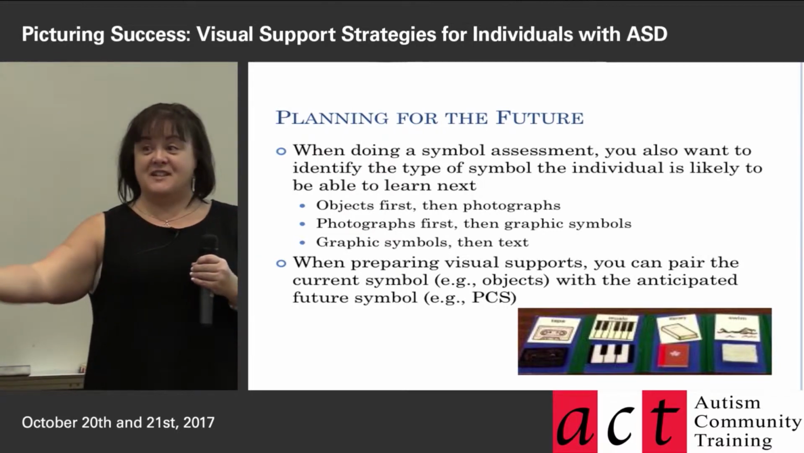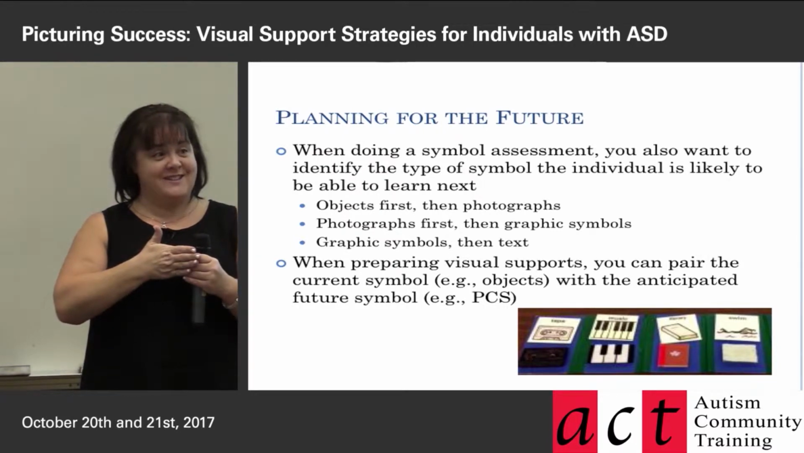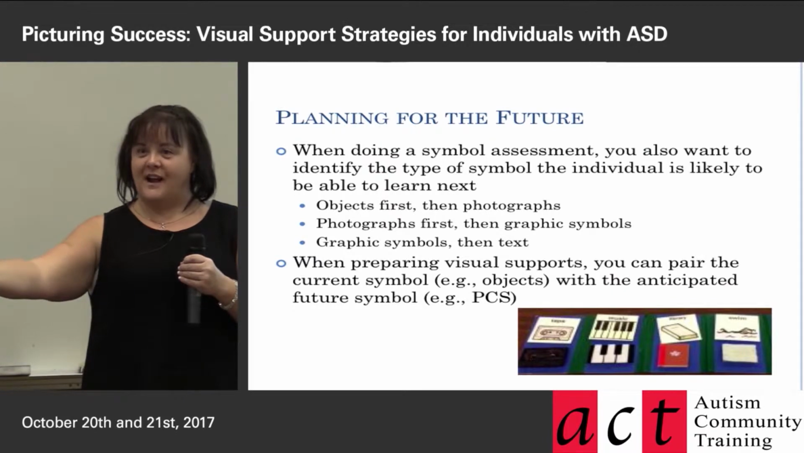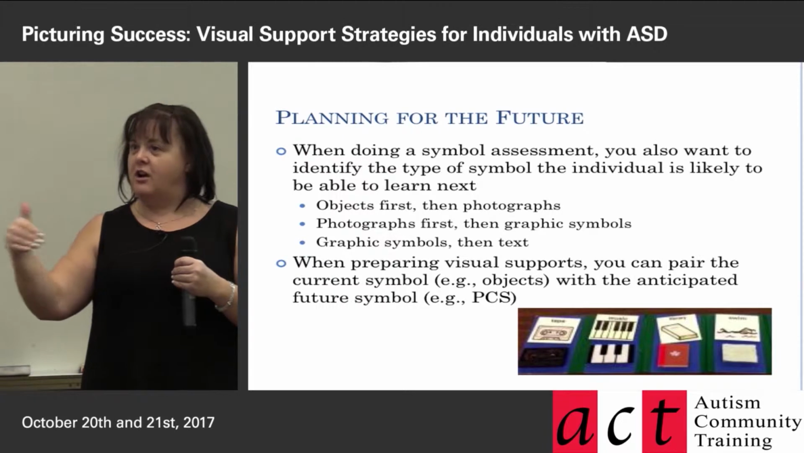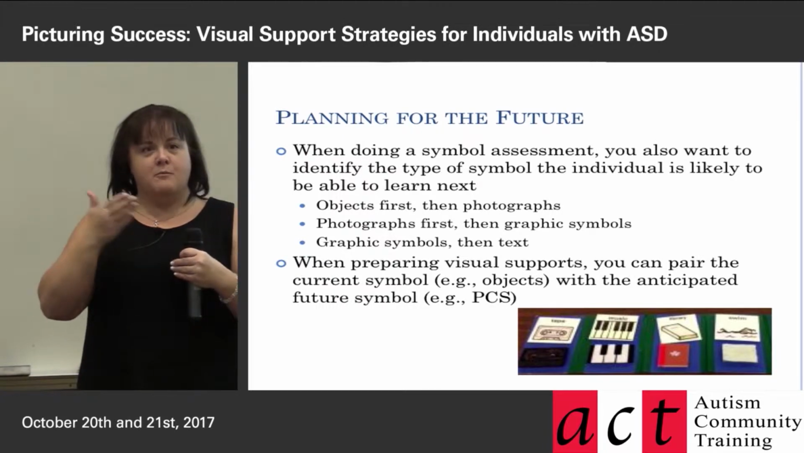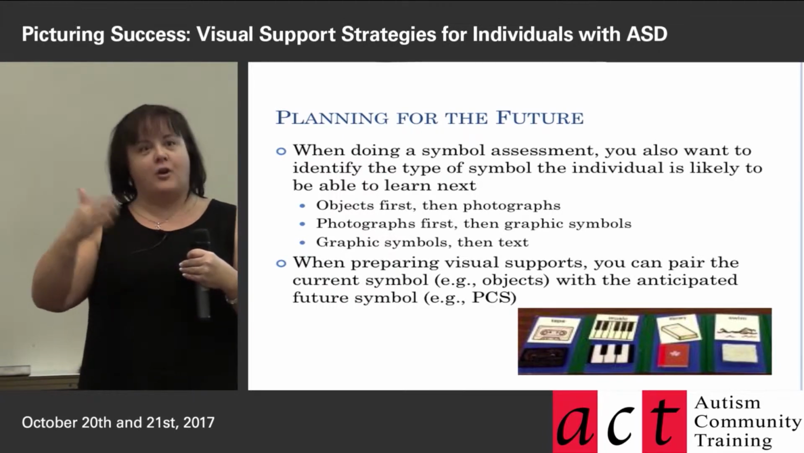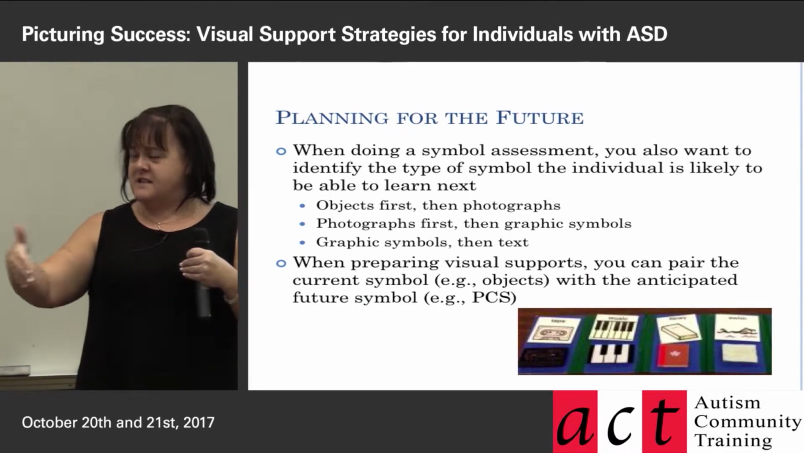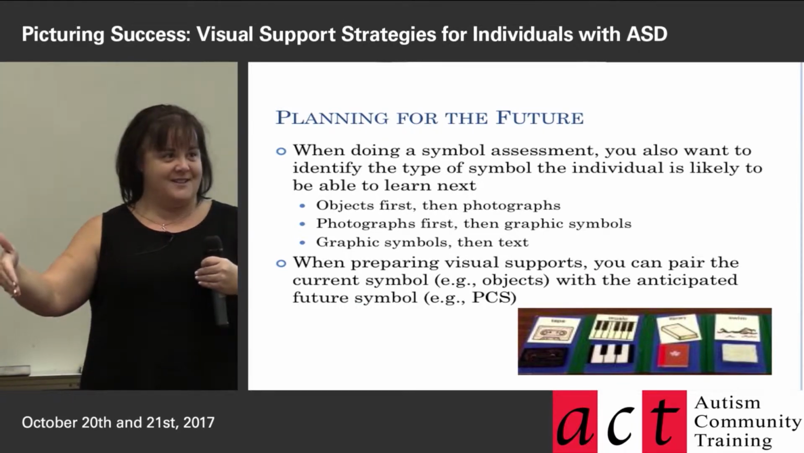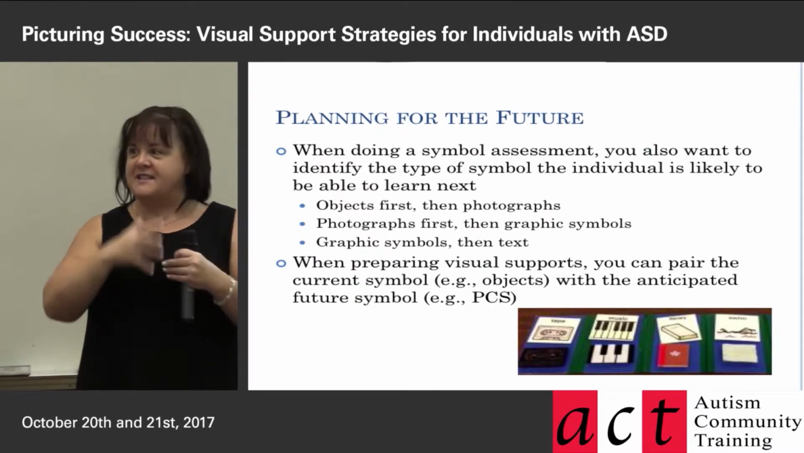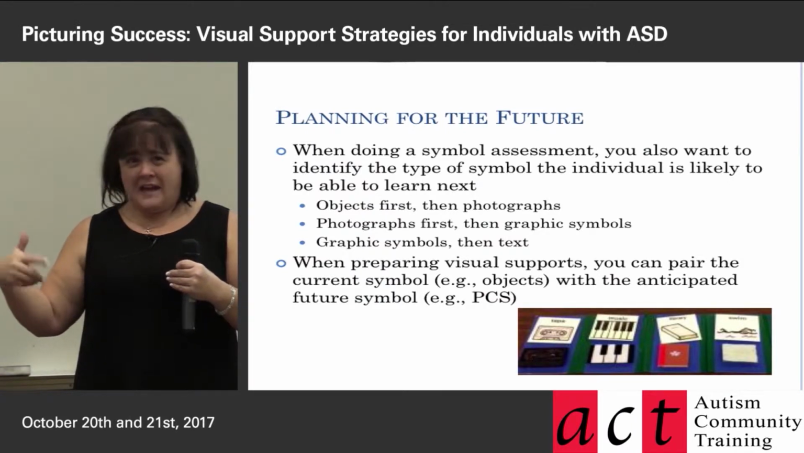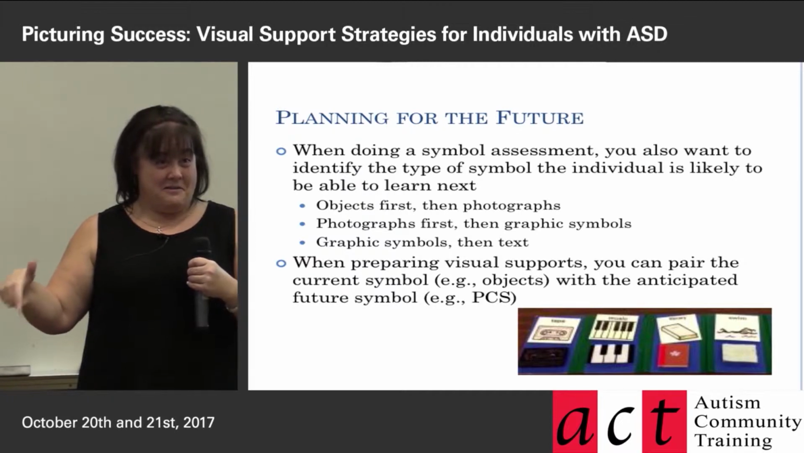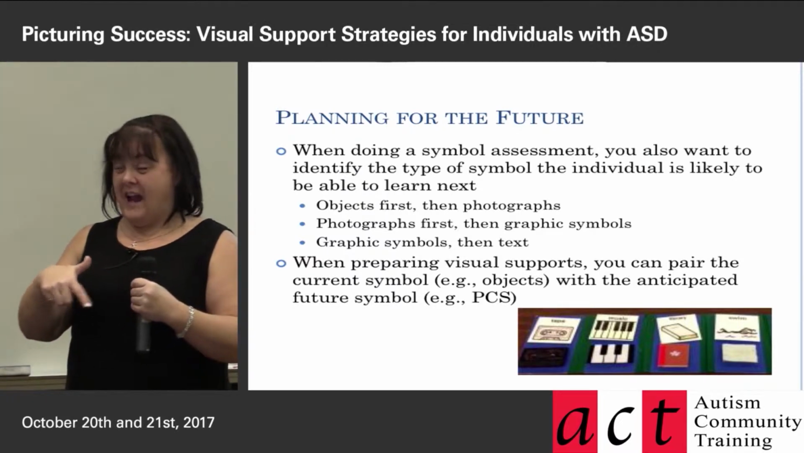So his next step, we started with objects. The next step was black and white line drawings, no photographs, right? Which seems illogical, right? You think that it must be this progression from object, then photo, then symbol, then text, and oftentimes it is, but not always, right? So I've had kids never use photographs at all because photographs just seem to be too much, which frankly I'm just as happy about because I can produce symbols faster and easier than I can photos anyway, so I'm usually happy about that.